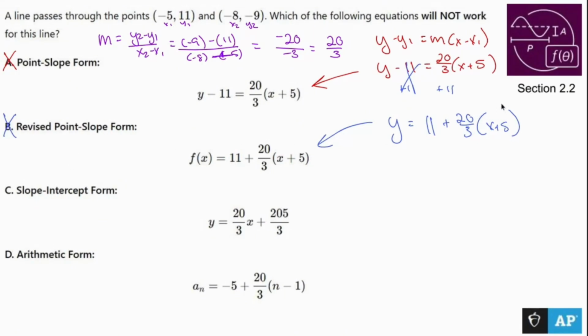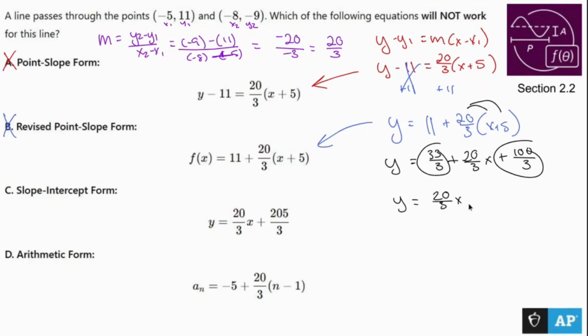Now let's turn this into slope-intercept form. Boy, is it not going to be pleasant, not at all. So if I distribute that, we get 20 over 3x plus 100 over 3. Oof. And then why don't we put 11 over 3, so that'll be 33 over 3. And if you combine like terms, you will get 20 over 3x plus 133 over 3, which doesn't work for C.